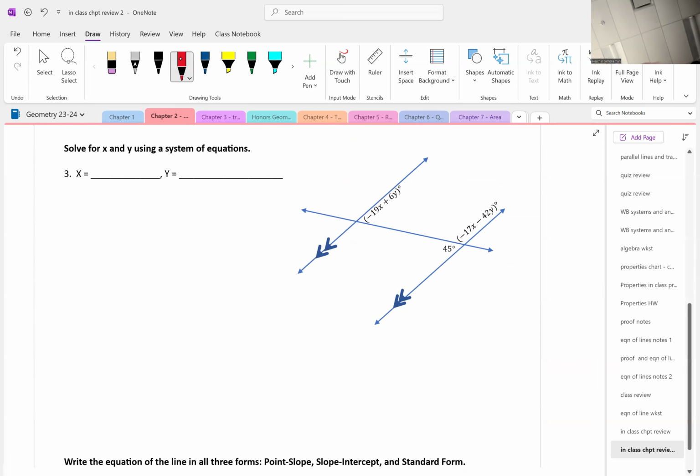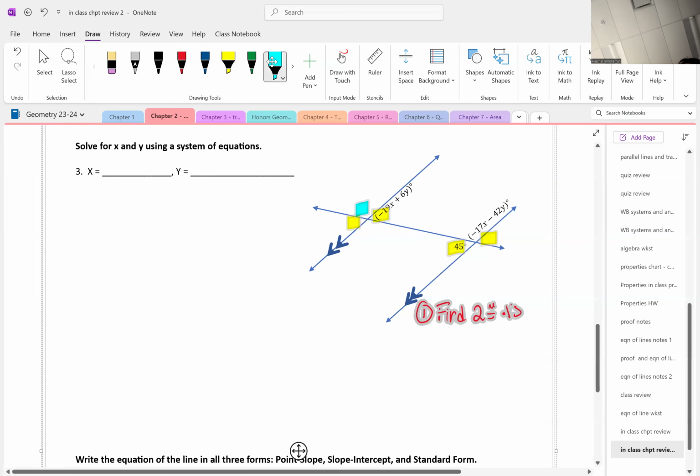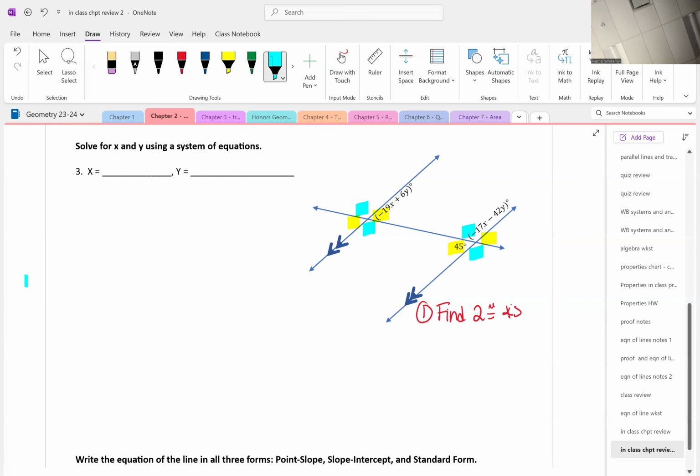So step 1, when we do these, is find two congruent angles. Okay, so remember, when we have parallel lines cut by a transversal, the 4 acute angles are all congruent, okay? And the 4 obtuse angles are all congruent, okay? And if you have one of each, then they add to 180. So if we're looking for two angles that are congruent, we want two angles that are both yellow or two angles that are both blue. And the only option I got are the two yellow ones.